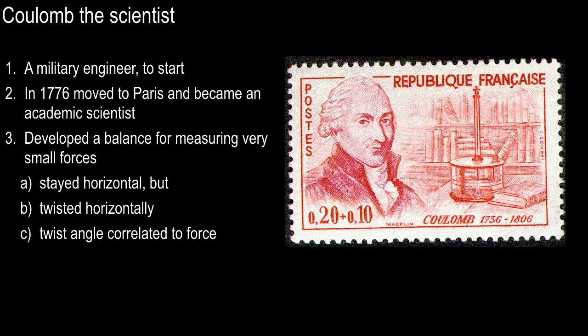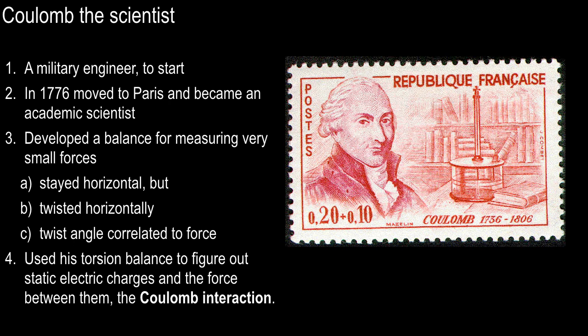The way that they did it was by using friction. Like when you take a balloon and rub it against your shirt, it'll charge up, and the static electricity will cling to your head or to the wall. That's basically anything that adheres like that. It's static electricity, the interaction between the charged up balloon and the wall. Anyway, they used that to figure out the static electric charges and the force between them. And we now call that force the Coulomb interaction.